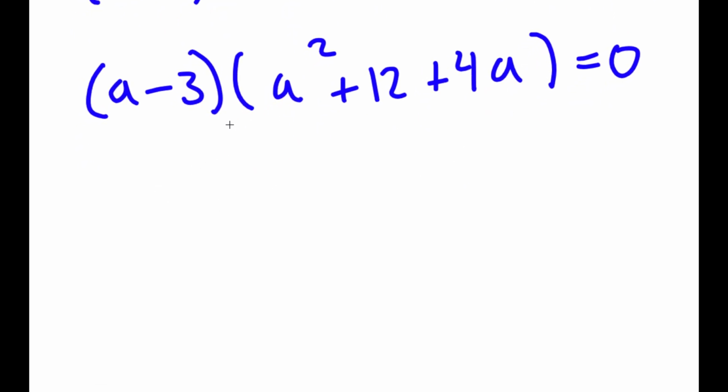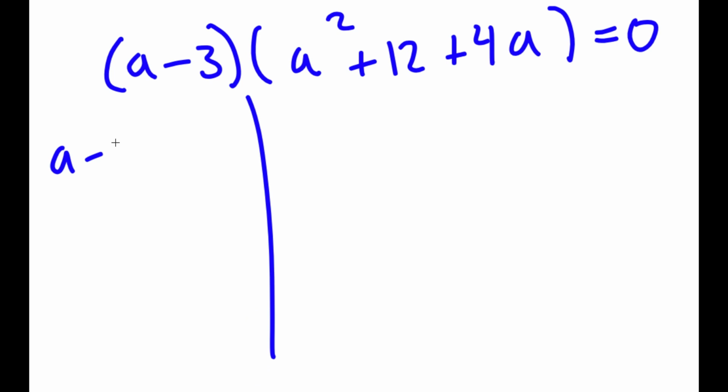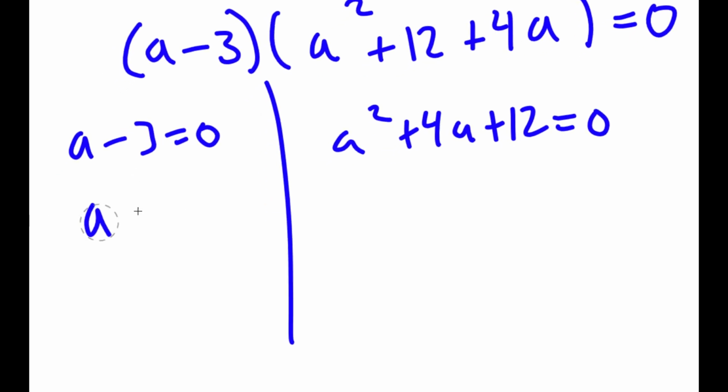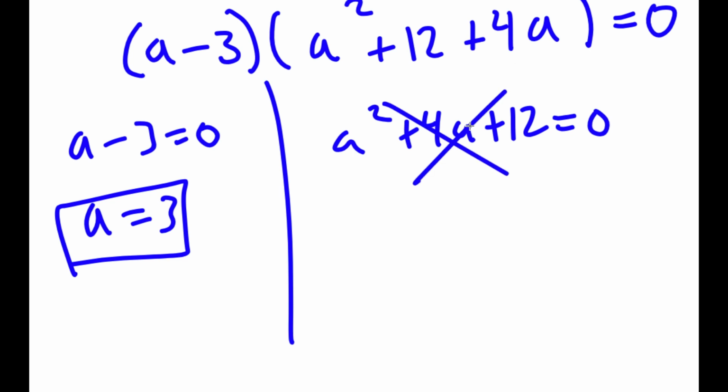So now this gives me two equations. I have a minus 3 is equal to 0, and I have a squared plus 4a plus 12 is equal to 0. For a minus 3 equals 0, a obviously equals 3, so this is one solution of a. And for a squared plus 4a plus 12 equals 0, you have to use the quadratic formula to solve this, and I'm not going to waste your time by doing that. But if you do end up using it, you get that there is no solution because you get the square root of a negative number.